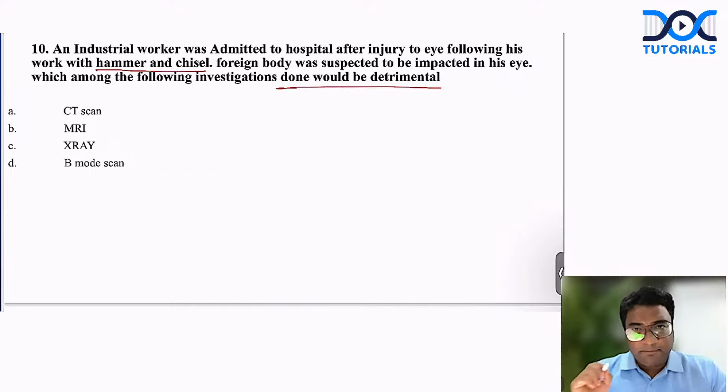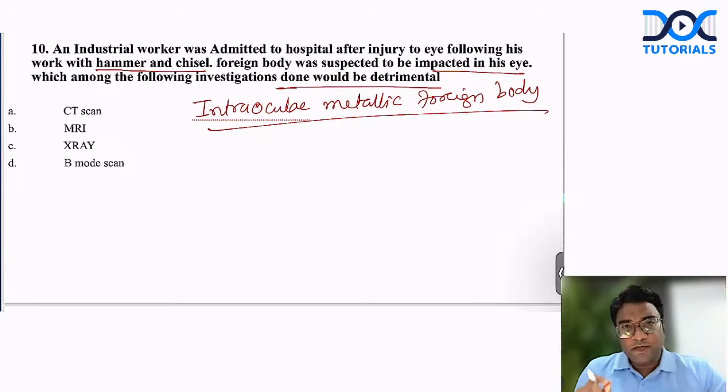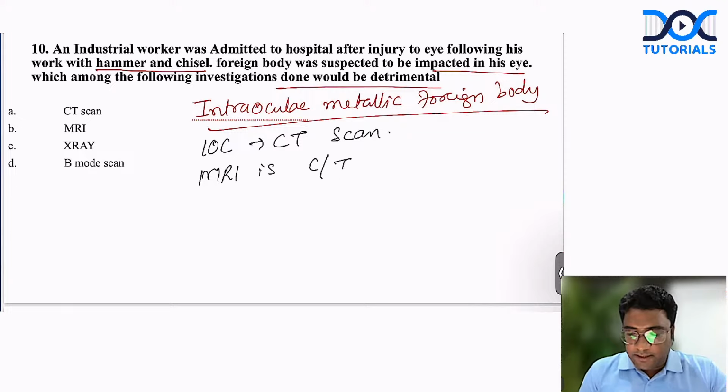So whenever you're given hammer and chisel and you are seeing a foreign body in the eye, strongly suspect an intraocular metallic foreign body. So you're dealing with an intraocular metallic foreign body. The investigation that you have to do for an intraocular metallic foreign body is a CT scan. And which investigation is contraindicated? MRI is contraindicated. So you just need to understand which is detrimental or harmful.